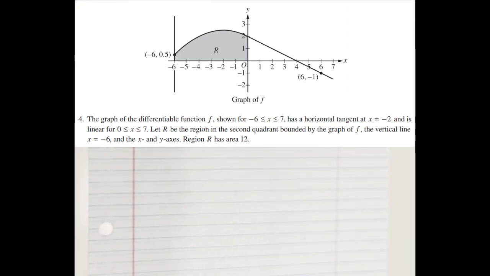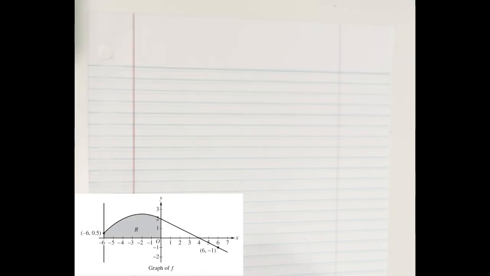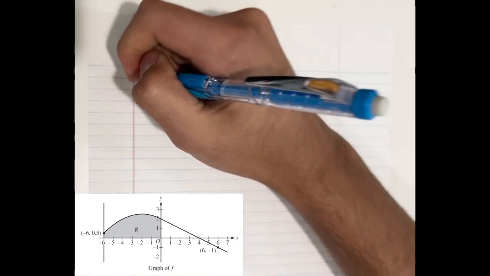The graph of the differentiable function f is shown for -6 ≤ x ≤ 7. It has a horizontal tangent at x = -2 and is linear between 0 and 7. The shaded region R has area 12, as shown in the picture.